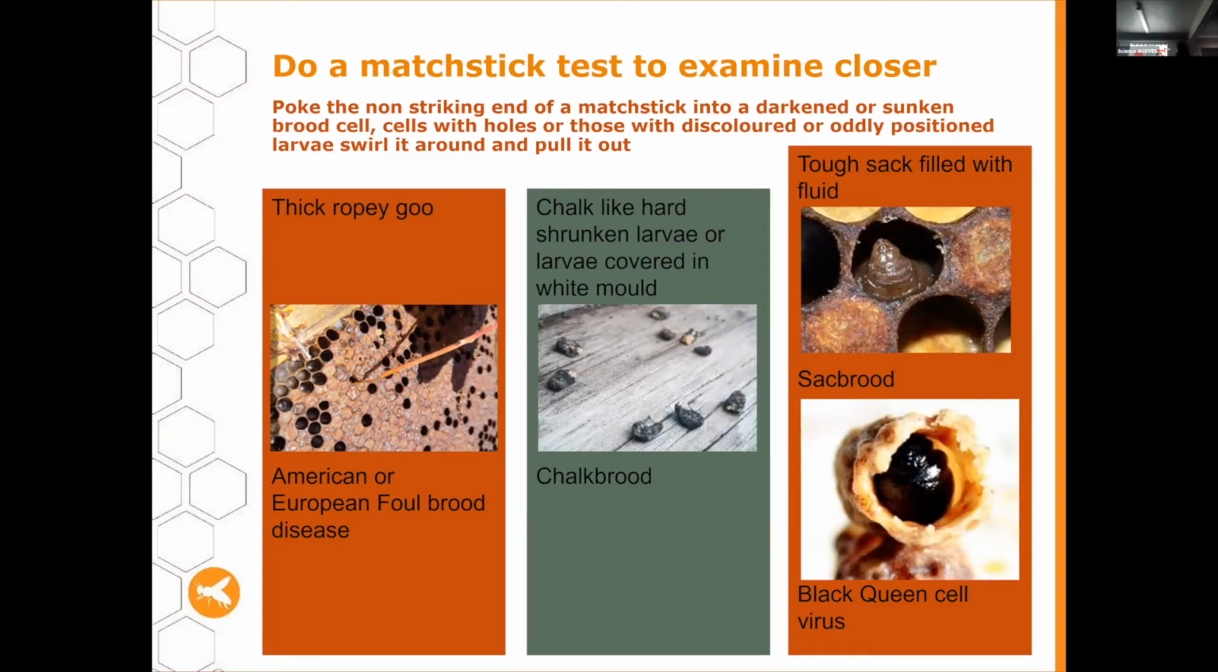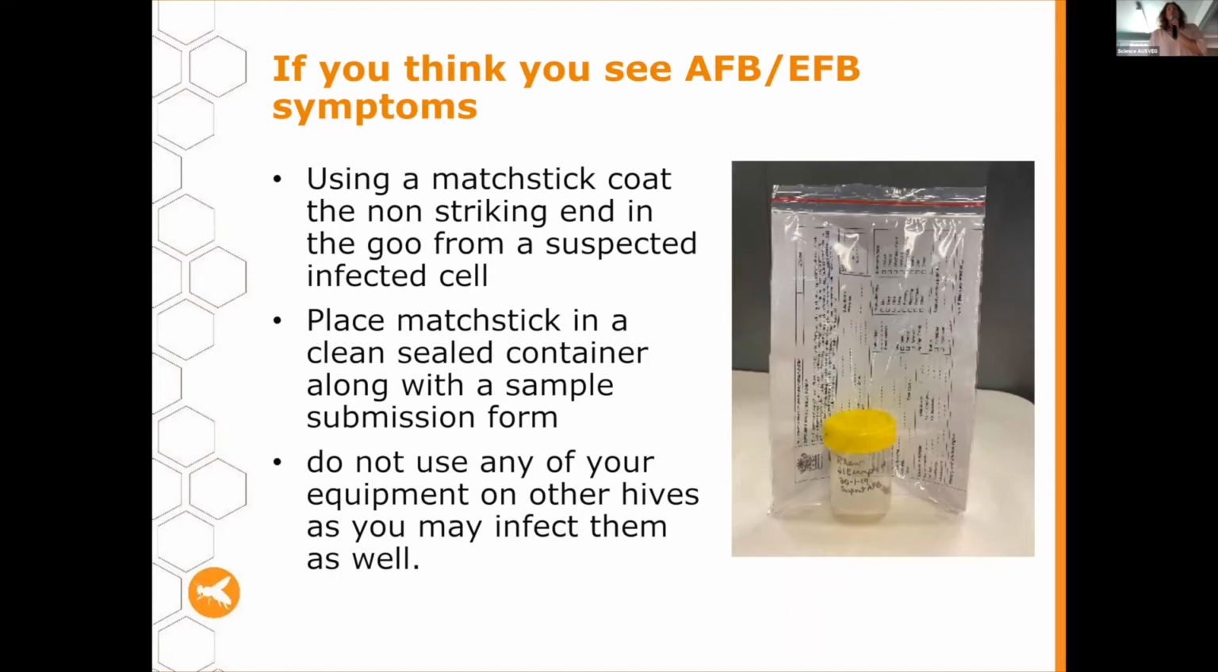If it's a thick, ropey kind of caramelized goo, then you could have American or European foul brood. If it's chalk-like, or it's a bit hard, it looks like it's got bread mould on it, could be white, grey, right through to black, we're talking chalkbrood. And if it's a tough fluid-filled sac, we're talking sacbrood. And if it's in your queen cells, black queen cell virus. So what if you get that goo that's brown and gooey and not very pleasant? You could have AFB or EFB.